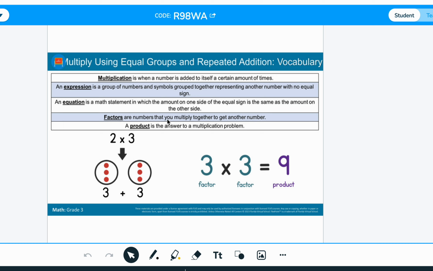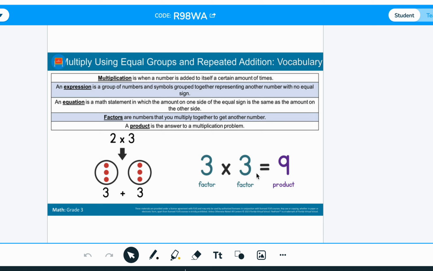We talked last week about the product being the answer to a multiplication problem, and we put that X for multiply in front of our heart. I also know that the 2 numbers we multiply together are called factors. So here's one factor, here's another factor.